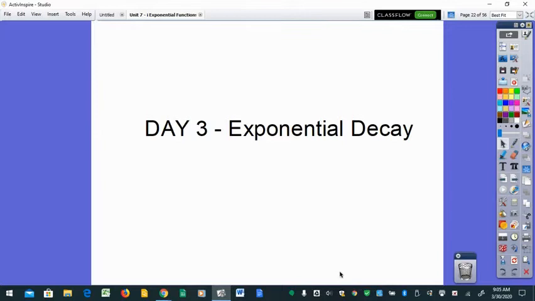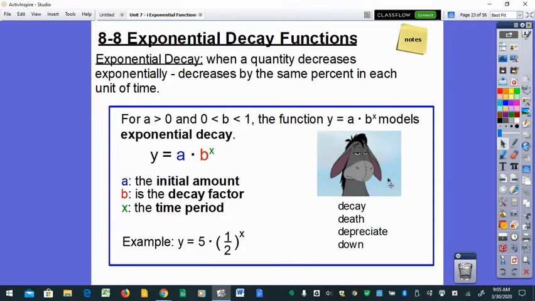Today we're going to kind of turn things around. It's going to be kind of a sad day because instead of everything growing, like money and population, we're going to see the opposite. Today is exponential decay. You might remember from our first unit, when we were doing sequences, we talked about exponential decay and the D words, and you're going to see right under Eeyore here. I thought it was an appropriate picture. You'll see the decay, the death, the depreciation, down. Those are all the words that kind of tie into exponential decay.